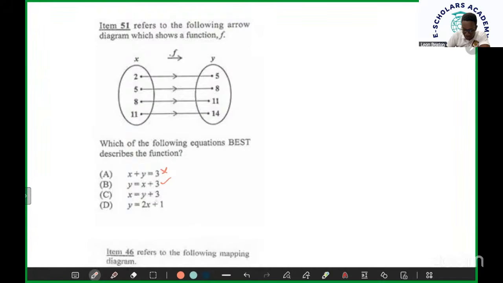X is equal to y plus 3. 5 plus 3 is not 2, so that can't work. Let's see the last one, y is equal to 2x plus 1. 2 times 2 plus 1 is indeed 5. But 2 times 5 is 10, plus 1, so that can't work. So the answer here is B.